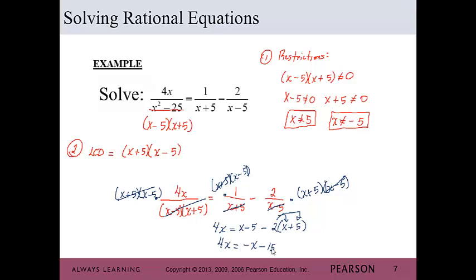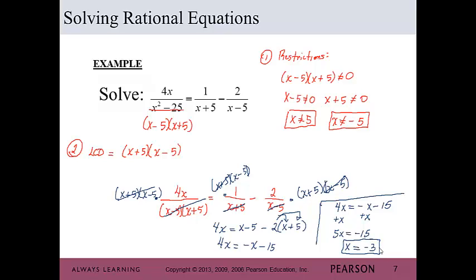And then we're going to solve for x. So I'm going to move over a little bit. And we have 4x equals negative x minus 15. Add x on both sides. Now we have 5x equals negative 15. The last step is to divide by 5, and we have x equals negative 3.